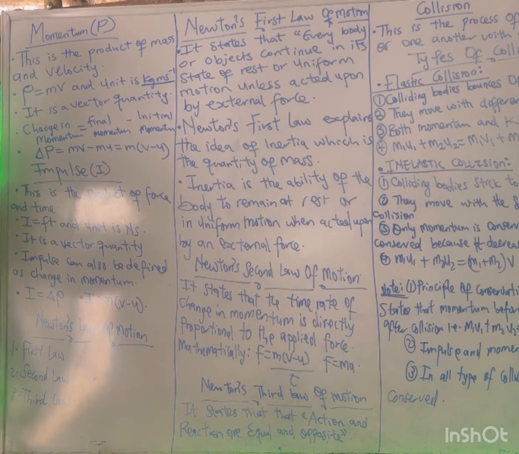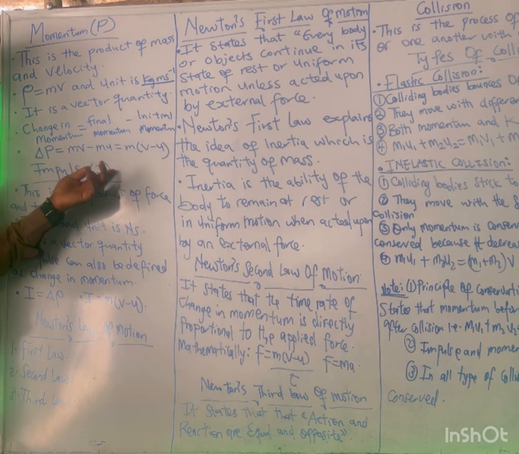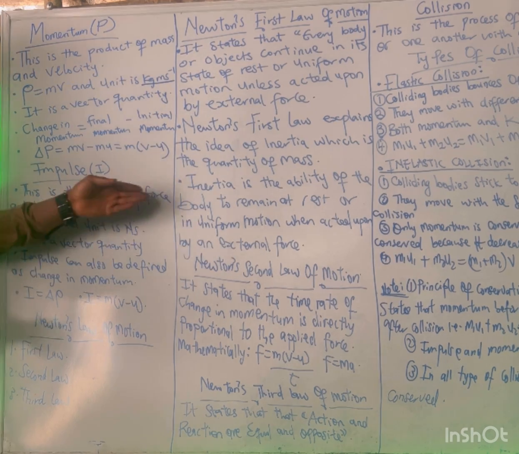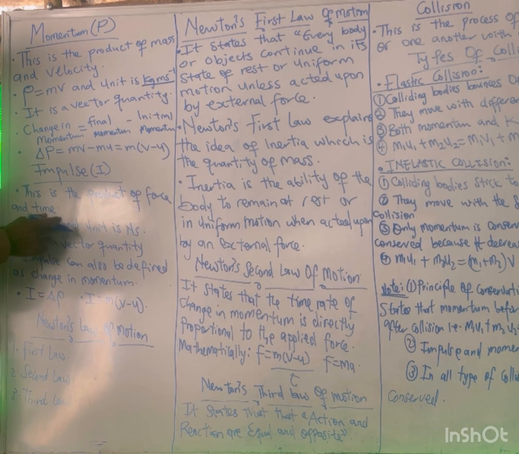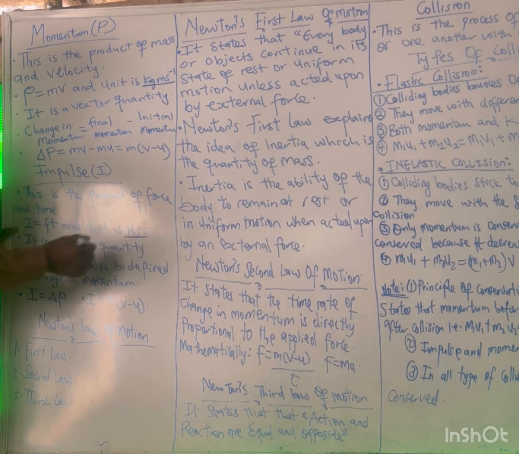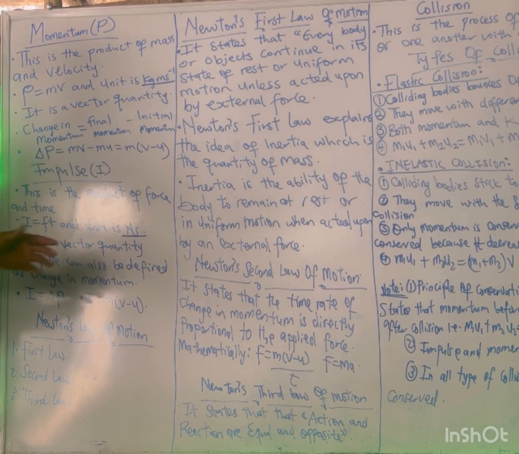We have impulse. Impulse is represented as I. It is the product of force and time. So therefore, impulse I is equal to force times time. And the unit is Newton second. It's also a vector quantity.